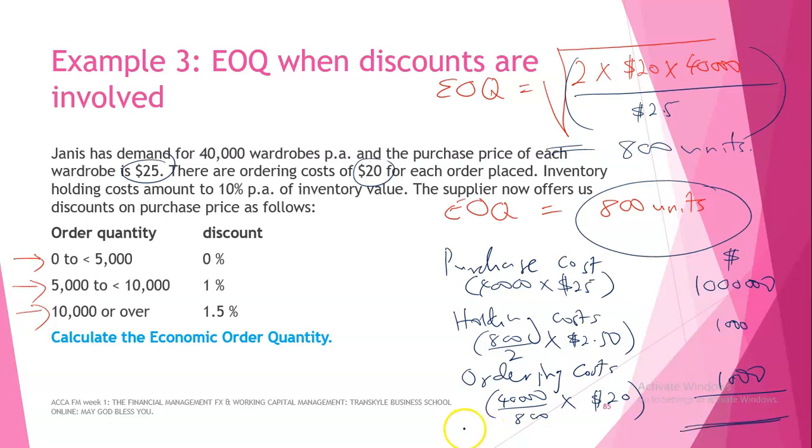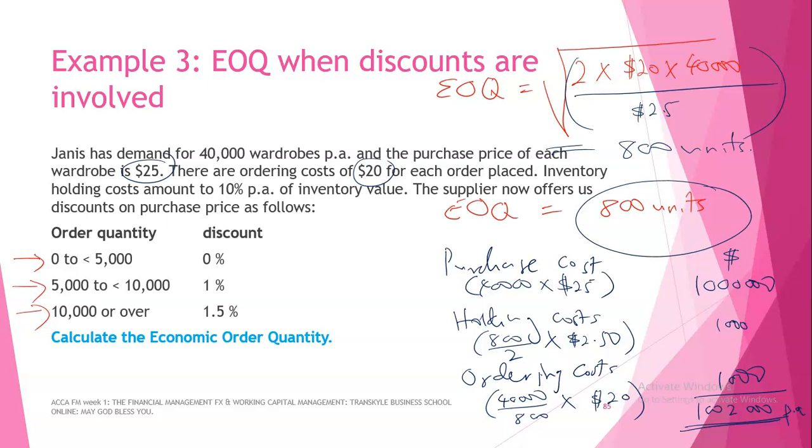So you then have to get what is called the total cost, or the total inventory cost, where we add the purchase cost, holding costs, and ordering costs. In this case, we come to 1 million and 2,000 per annum. This is per annum. That's the total cost of inventory, where discounts are involved. However, in this case, the quantities were not securing any discount.